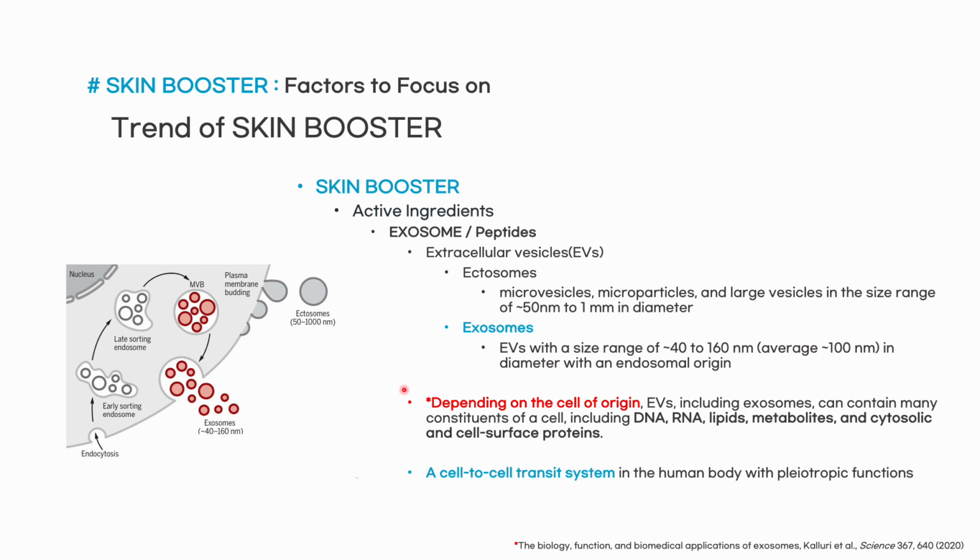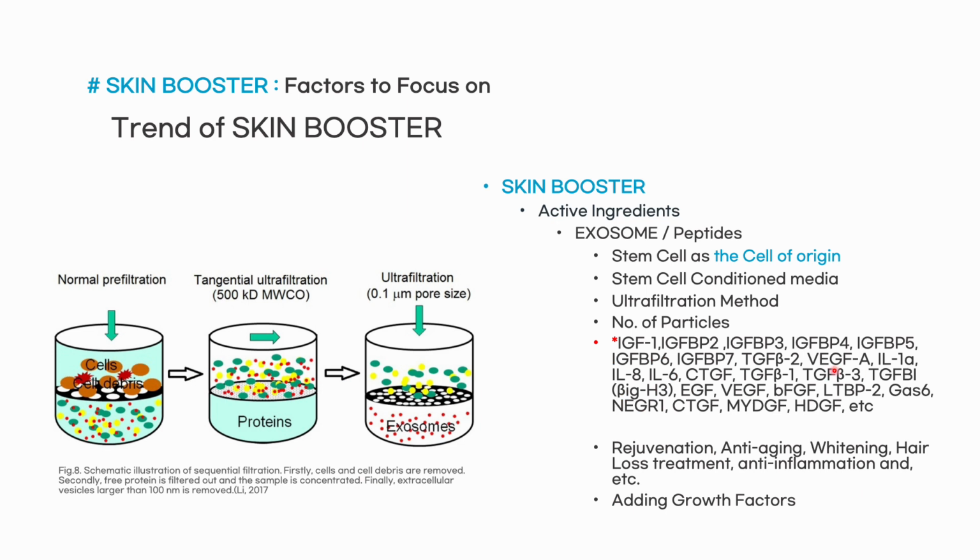So what the exosome contains depends on from which cells the exosome is obtained. So the cell of origin is important. Exosomes currently commercially used for the skin are generally obtained from stem cell cultured media using the ultrafiltration method. It is known that there are many ways to get exosomes, and ultrafiltration is a way to get a large amount cheaply.